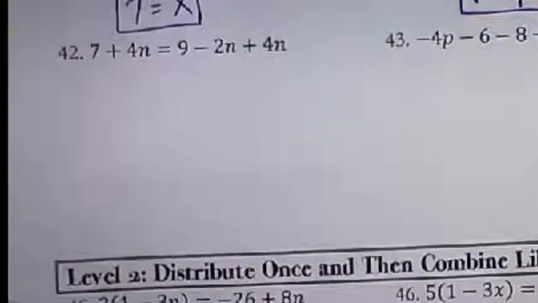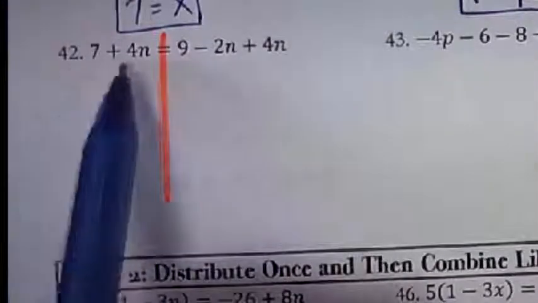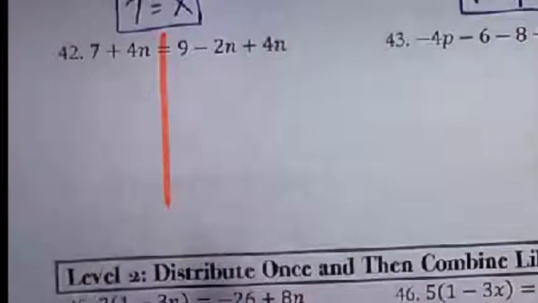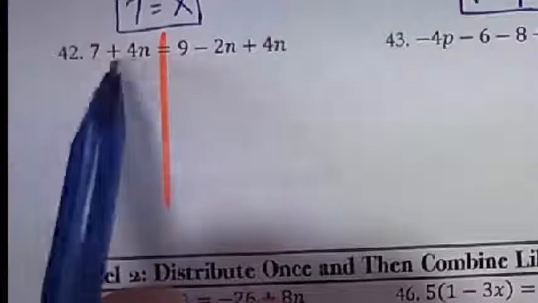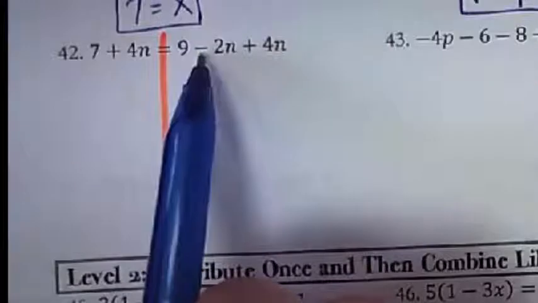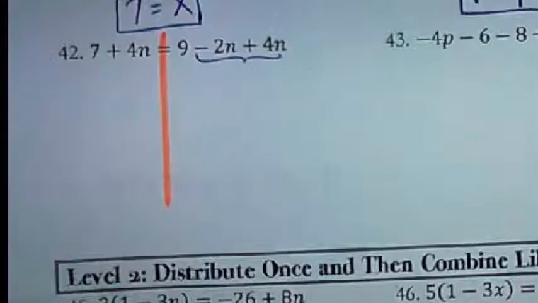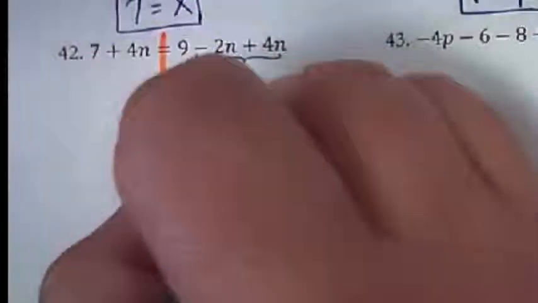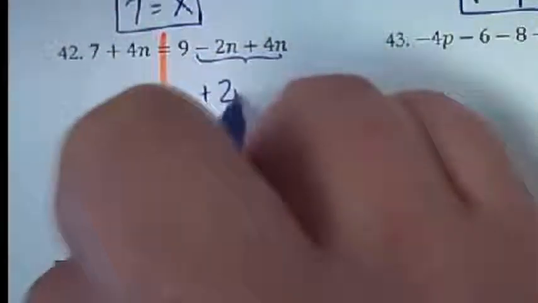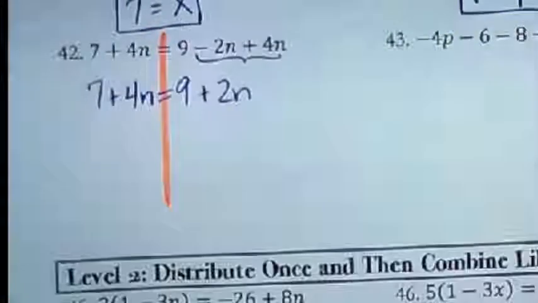All right, 42. Before you get too crazy, draw your fence as a line, separating the equation by the equal sign. Check for distribution. Nope. Then you can combine like terms on the same side. So here I've got 7 and plus 4n. I can't combine them because they're not like terms. Here I've got 9, negative 2n plus 4n. These two are like terms, and they're on the same side, so I can combine them. Negative 2 and positive 4 gives me a positive 2n. Bring everything else down. Nothing else has changed. All I did was combine like terms.